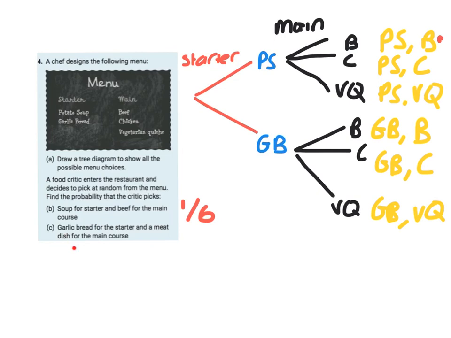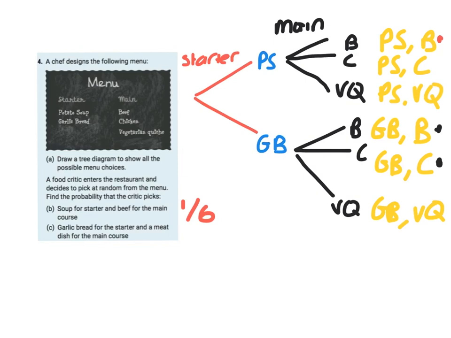Then the next question is garlic bread for the starter and a meat dish for the main course. Okay, so we need to find out how many times that happens. So potato soup, no. Potato soup and chicken, no. Potato soup, vegetarian quiche, no. We need garlic bread. Garlic bread and beef, yes. Let's put a little black dot there. Garlic bread and chicken, yes. Garlic bread and vegetarian quiche, it's not a meat dish.